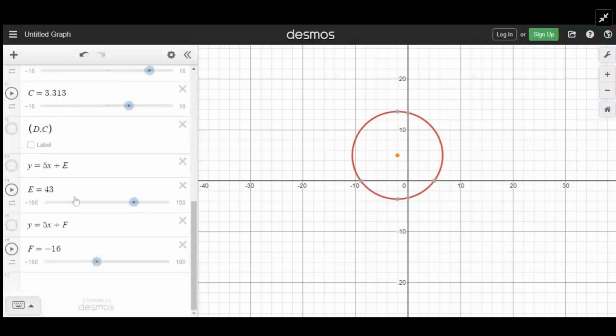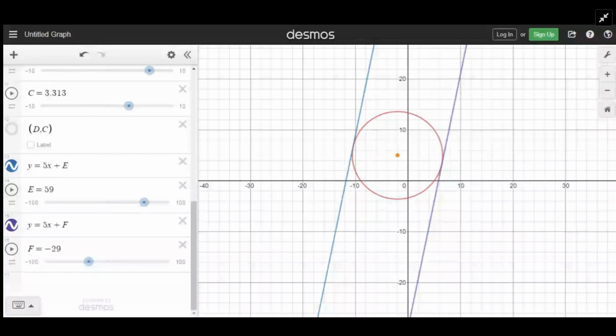Now, if I just put any line with a slope of 5 in here, and I move it around until it's tangent to the circle, it looks like it's right about there. And there's another one in purple here that if I move it around, I can get it tangent to the circle right about there. Now, the purple one has a y-intercept of negative 29, we find here, and the blue one has a y-intercept of 59. And I didn't do any of that mathematically.